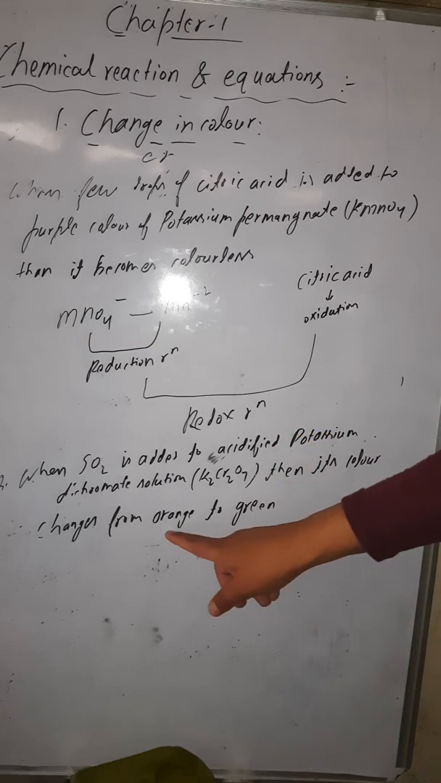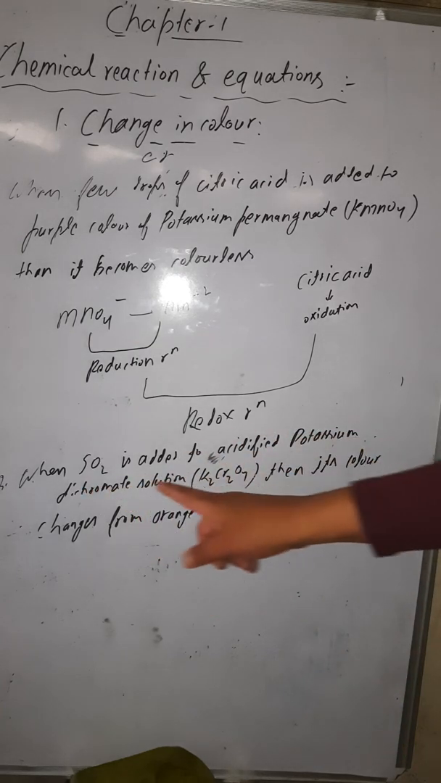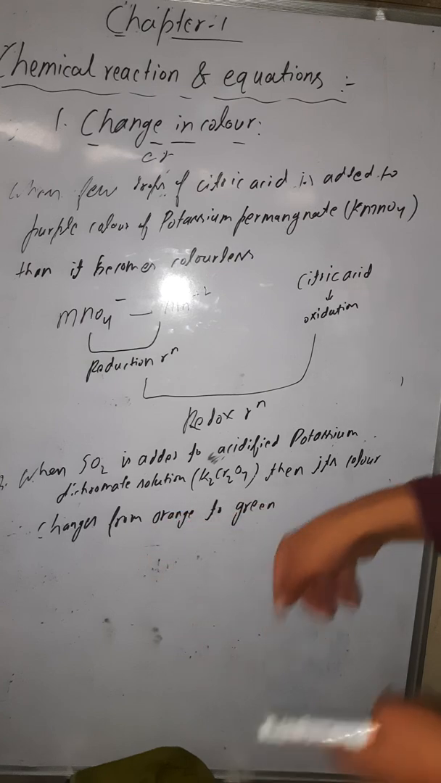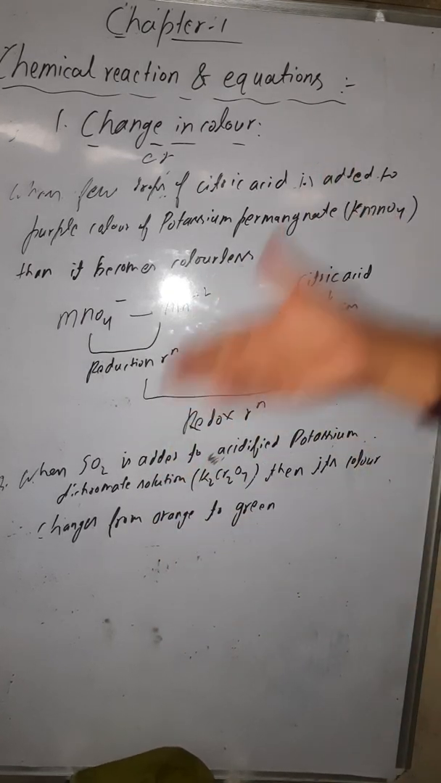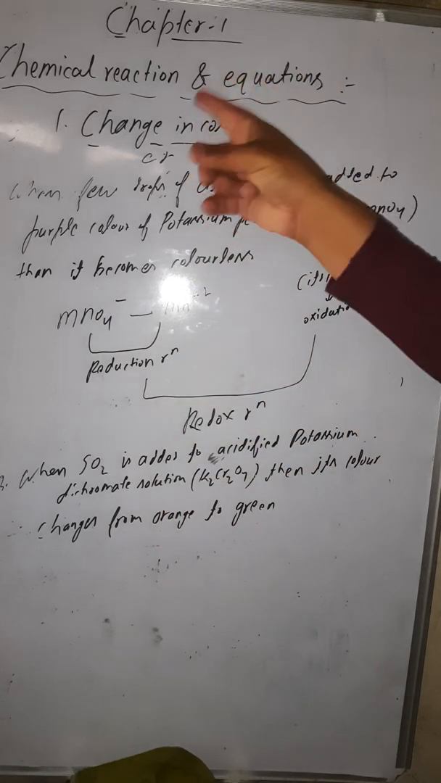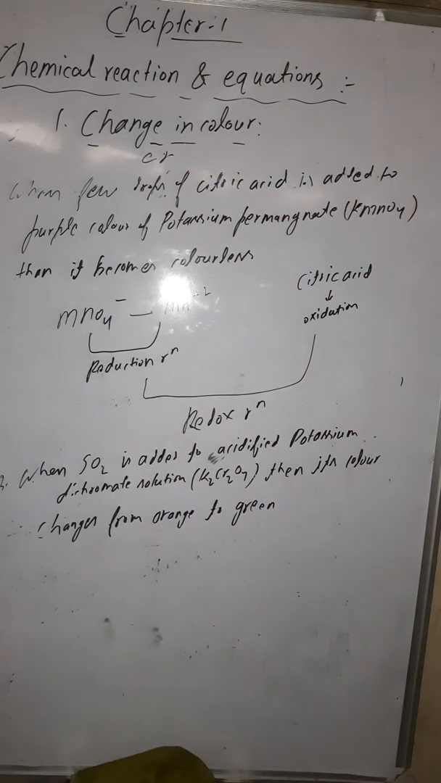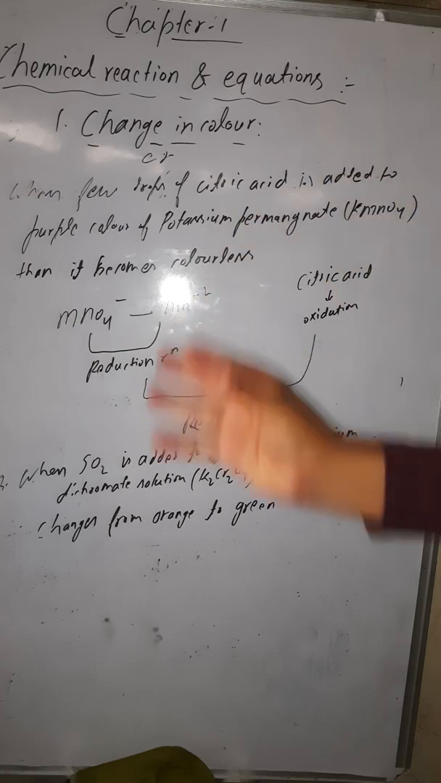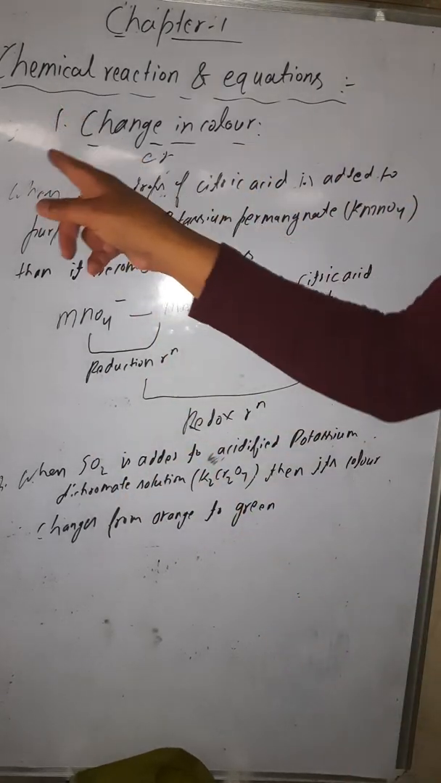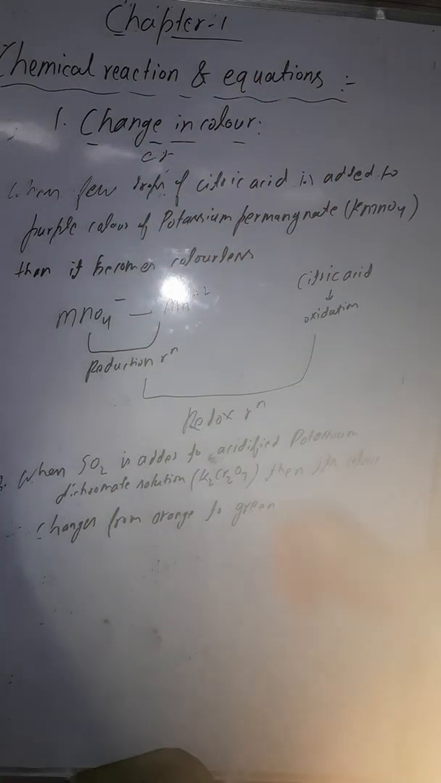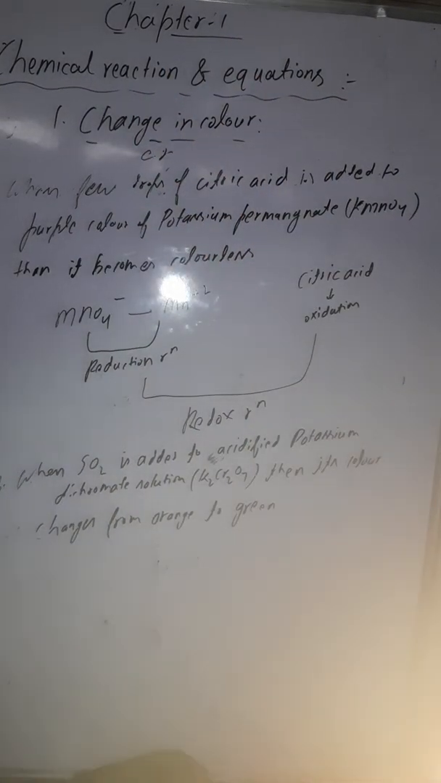What is the color of the potassium dichromate solution here? Orange. Now it is changing into green. So this is again an example of a chemical reaction where a change in color is taking place. Hope you are getting this. Very good. Now in the next lecture we will talk about the second characteristic of chemical reactions, that is change in state. Okay, then see you in the next lecture.